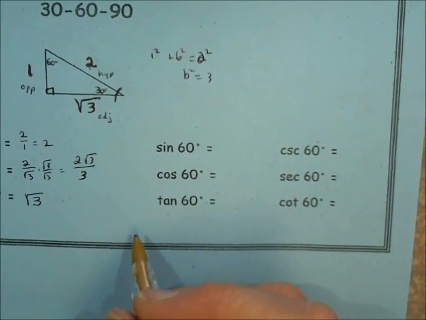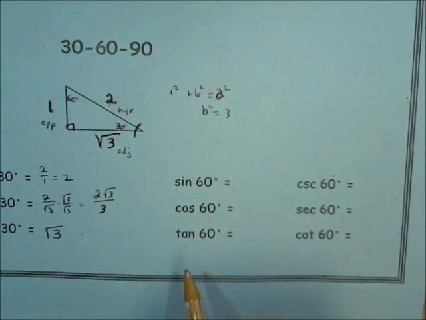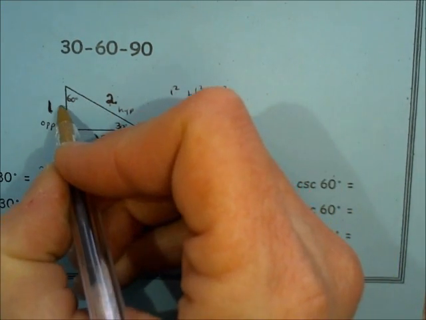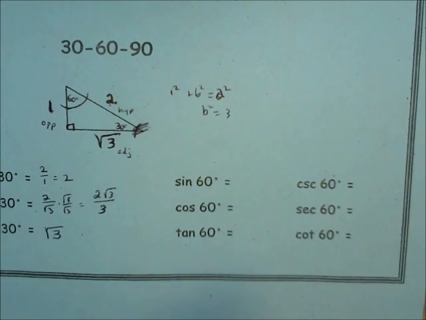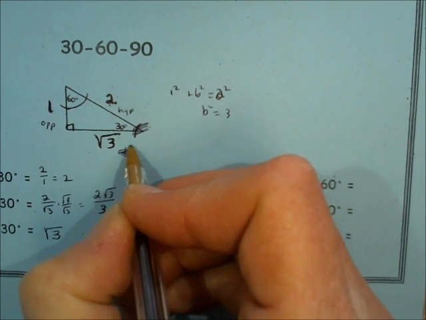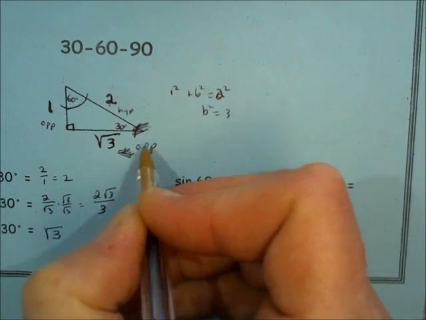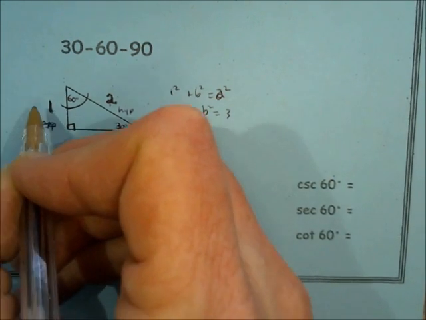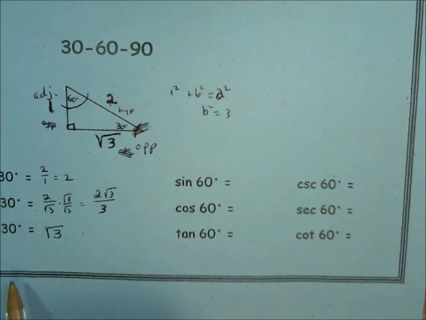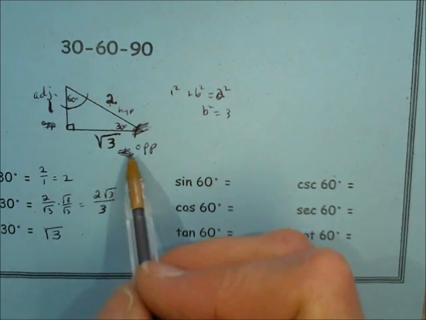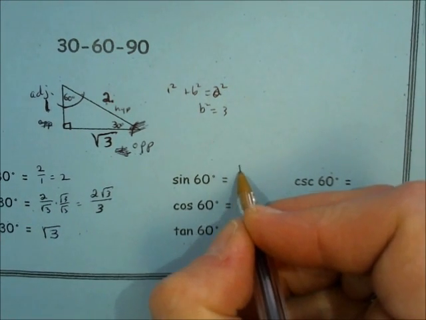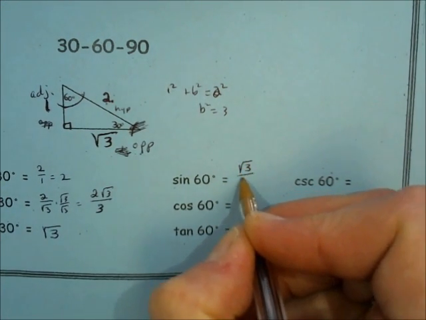Over here we're talking about the 60-degree angle. So now we're not going to be using the 30 degrees as our reference. We're going to be using the 60-degree angle up here as our reference. So now this side down here, instead of being the adjacent, is the opposite. And this side over here, instead of the opposite, is going to be the adjacent. And now we're going to do SOHCAHTOA, opposite over hypotenuse. For the sine of 60, the opposite side is the square root of 3, the hypotenuse is 2.